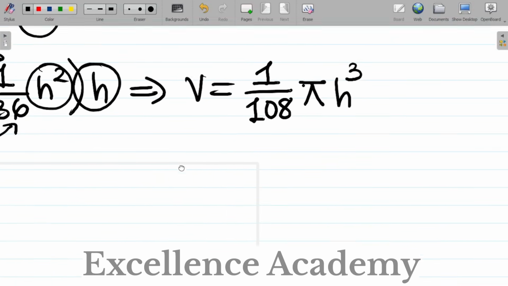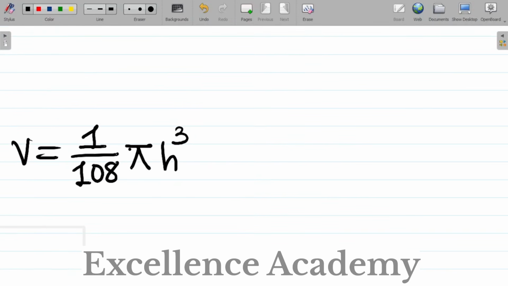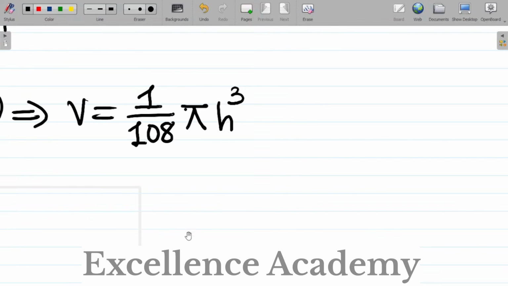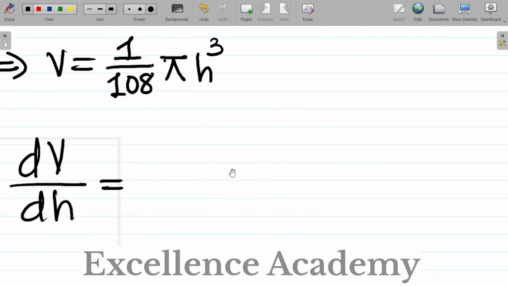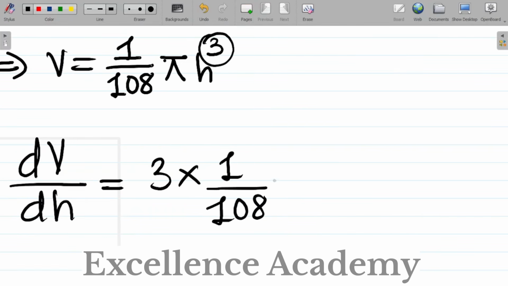R as 1 over 6. So we have this. Now, don't forget that in our equation, we need the value of dv/dh. Let's express v in terms of h. So dv/dh is equal to, what do we have here? Now to solve this, all I have to do is multiply by this power and subtract 1. That's 3 times 1 over 108 pi h. 3 minus 1 is 2. That's simply the general method of differentiation.